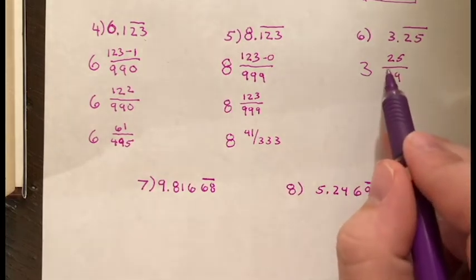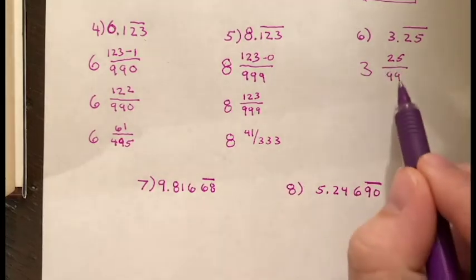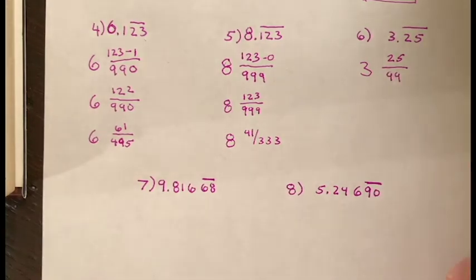So I have written this fraction out, 3 and 25 over 99. This is my fraction. And if I try to simplify this, there's nothing I can do. It's as simplified as it can get. I'm done.